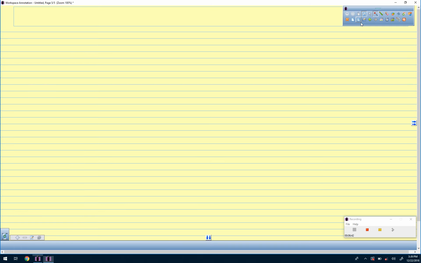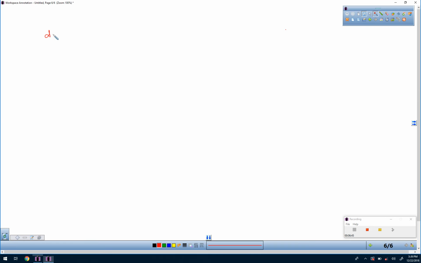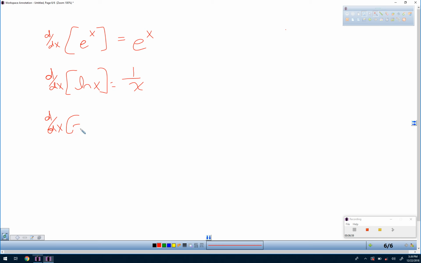A couple other derivatives that are important are the derivative of e to the x. The derivative of e to the x is just e to the x. The derivative of ln of x is 1 over x. The derivative of sine of x is cosine of x, and the derivative of cosine of x is negative sine of x. So that is going to finish up all of the basic derivative rules that we're going to look at.